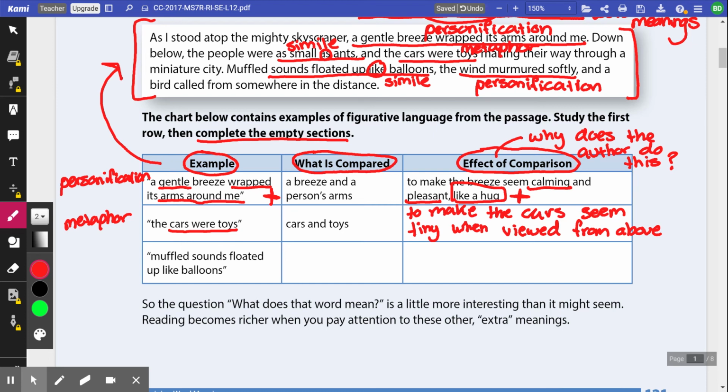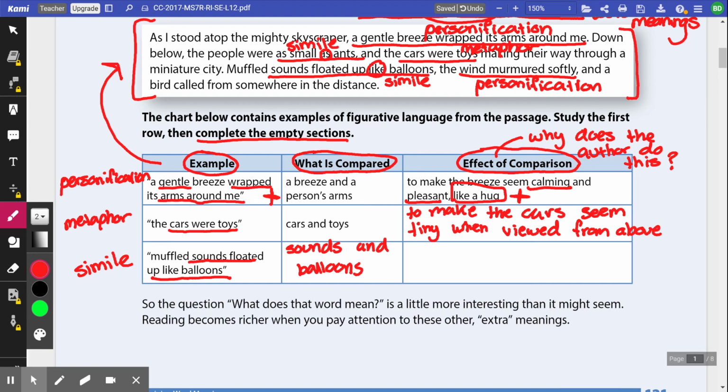"Muffled sounds floated up like balloons." And before we have already said that this is a simile. So we have to figure out what is being compared first. So what's being compared? The sounds actually are being compared to the balloons, right? Because it says that the sounds floated up like they were balloons. They're not really balloons, right? But it's like they were balloons. So the balloons and the muffled sounds are what is being compared.